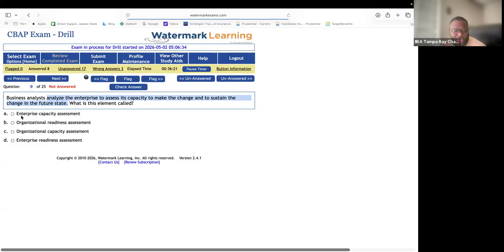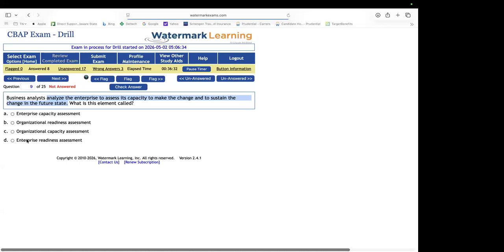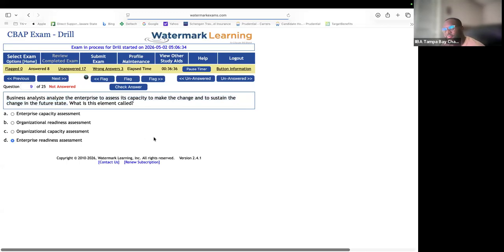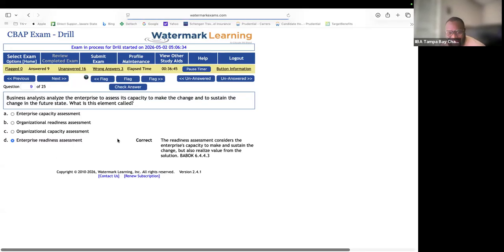So in the BABOK, do we say enterprise capacity assessment or enterprise readiness assessment? It's enterprise readiness. Any other vote for D? Yes, I think so. Let's go. And we have it right.